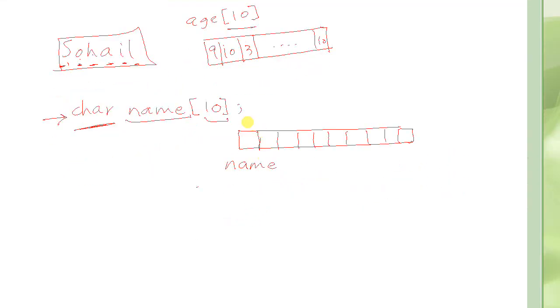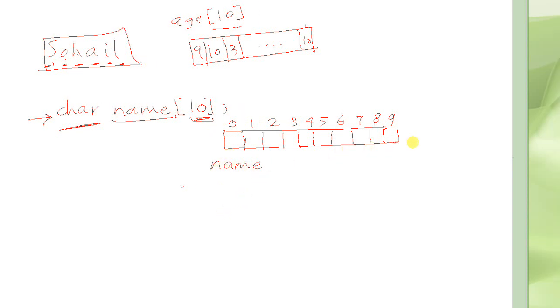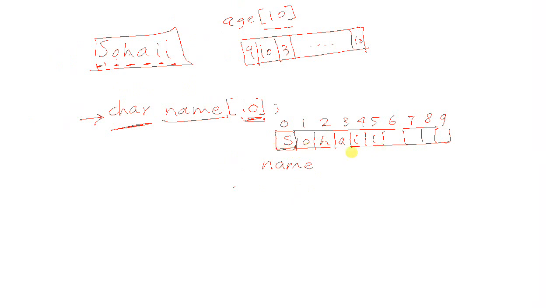And as we learned before, this is 0 1 2 3 4 5 6 7 8 and 9. These are the indices of these elements. Index ranges from 0 to 1 less than the total number of elements. So this is how the string name can be conceptualized in memory. In each one of those, since I can store one character, I could store S here, O here, H here, A here, I here, and L here. So this is how I store my name in the string name.